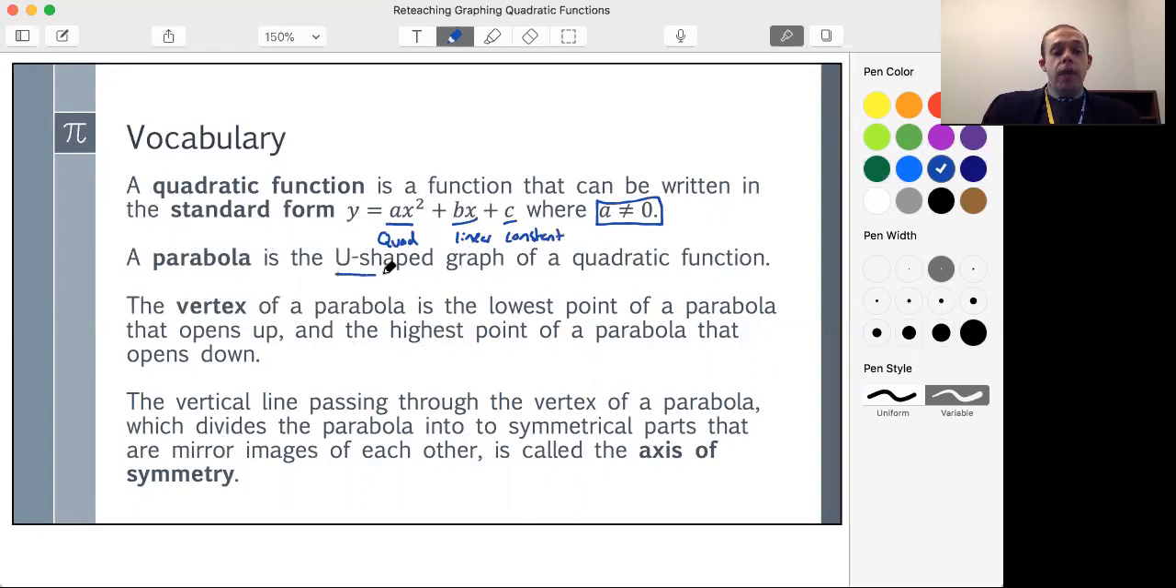It's a U-shaped graph of the quadratic function. Okay? The vertex of the parabola is either the lowest point if it opens up or the highest point if it opens down. The vertical line passing through the vertex of the parabola, which divides the parabola into symmetrical parts that are mirror images of one another, is called the axis of symmetry.